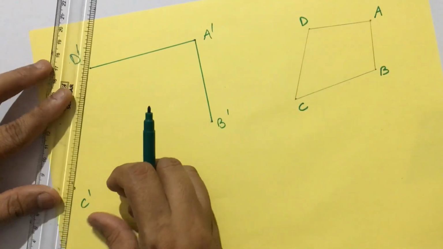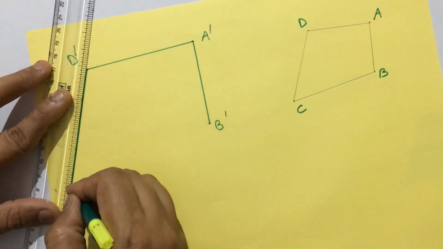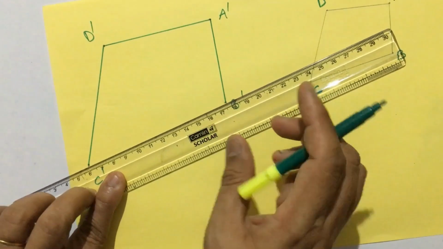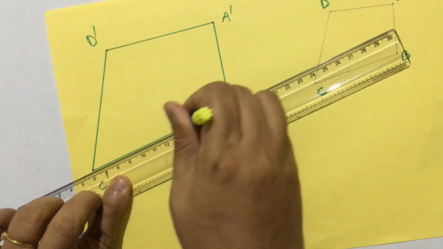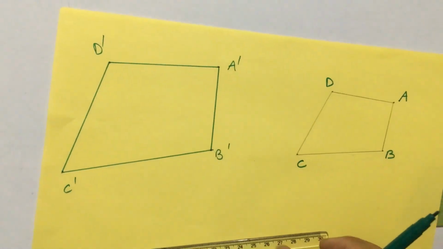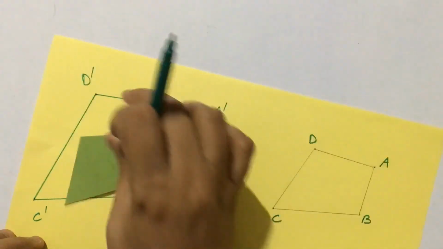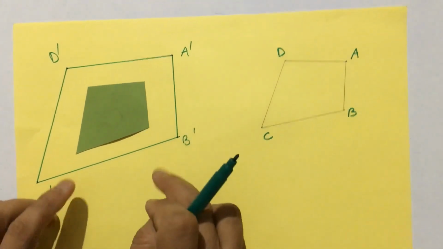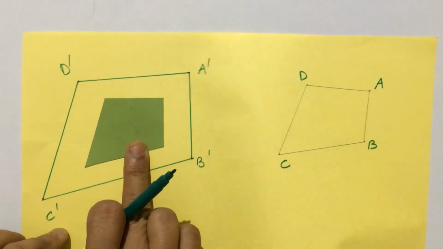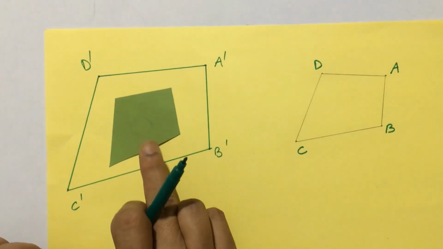By using the scale, you join them. So now by your observation, can you say that they are similar? If I place this one also here, can I say that they are similar? By looking, it looks like they are similar. But let us prove that.